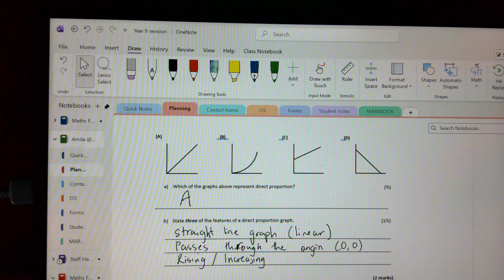Alright, so first question on the sheet says, which of the graphs represent a direct proportion graph? We know that it's A, and we know the three reasons why it's a direct proportion graph. It's got to be a straight line graph, in other words linear, it passes through the origin, coordinates 0, 0, and the graph must be rising, increasing.